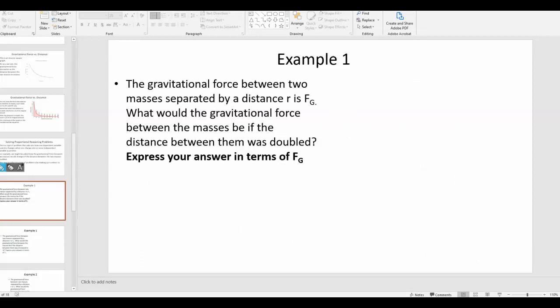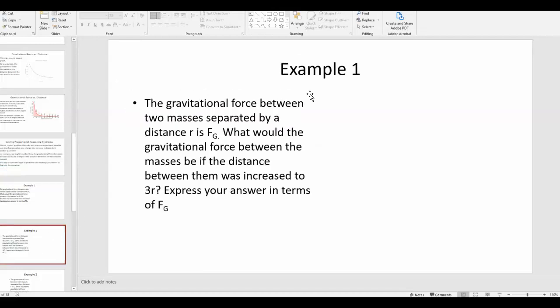Okay, so let's take a look at another example. I'm going to call this one example 2. It says the gravitational force between two masses separated by distance r is Fg. What would the gravitational force between the masses be if the distance between them was increased to 3r? In other words, the original distance was r. Now it's asking what would the gravitational force be if the distance was increased to 3r, in other words, if the distance between the two masses was tripled. And again, we're told to express your answer in terms of Fg. So see if you can figure out the answer to this question on your own.